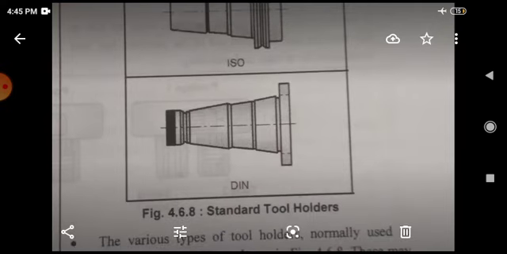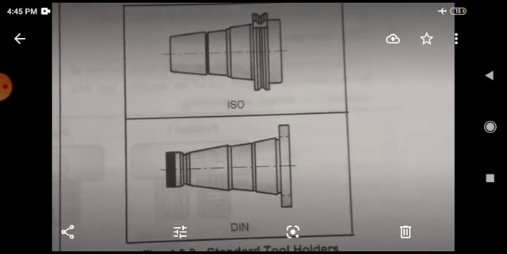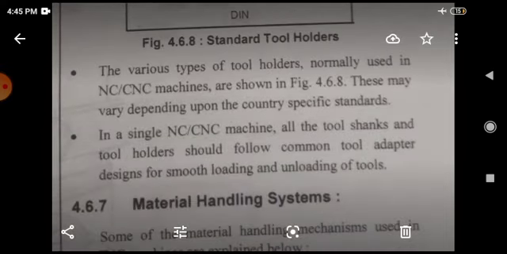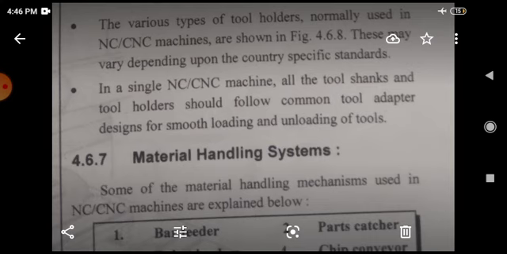ISO and DIN standard tool holders are shown here. The various types of tool holders normally used in NC CNC machines are shown in figure. These may vary depending on the country specific standards. In a single NC or CNC machine, all the tool shanks and tool holders should follow a common tool adapter designed for smooth loading and unloading of tools.